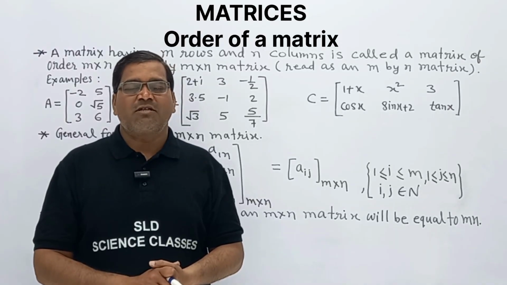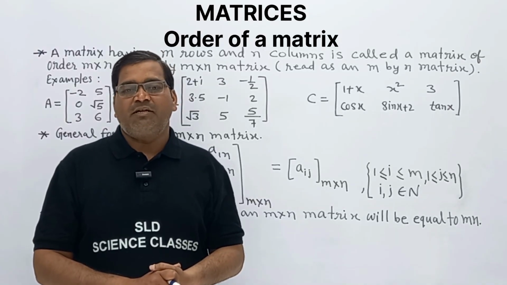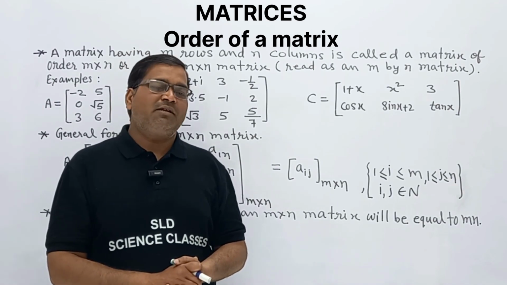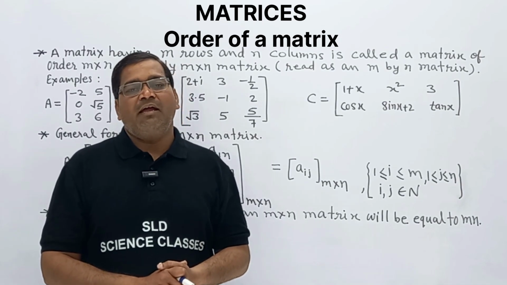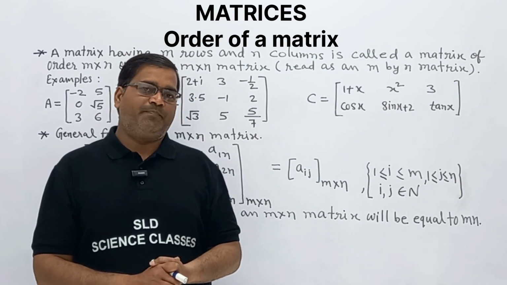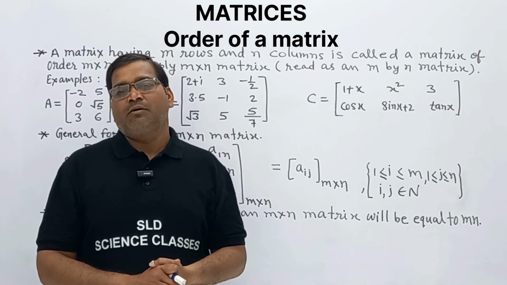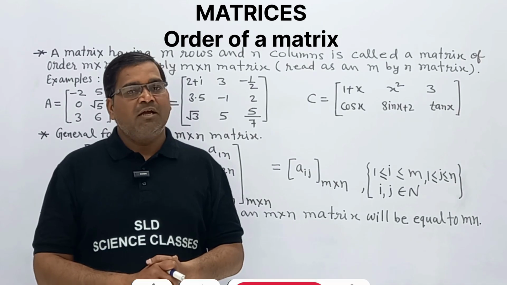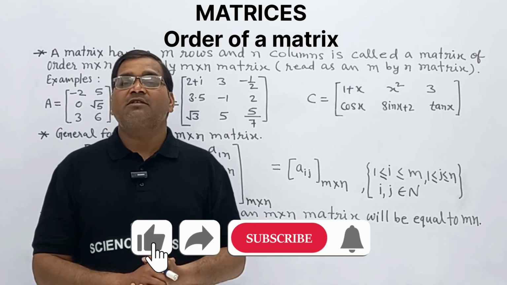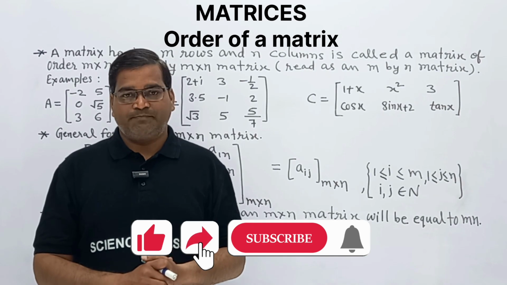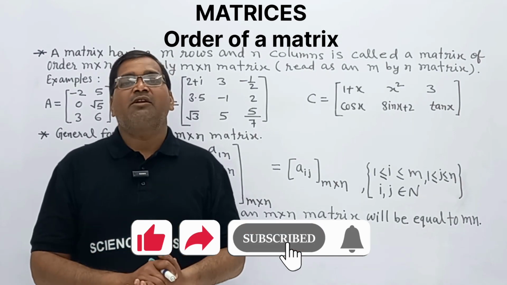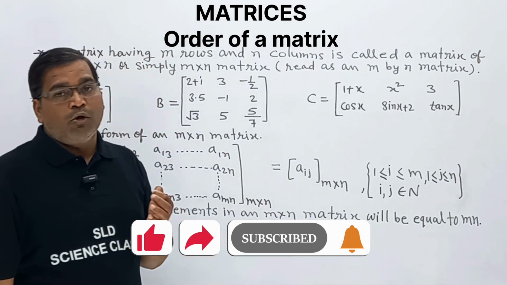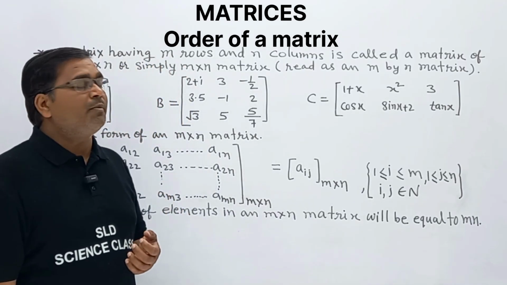Today we are going to discuss the order of a matrix, chapter 3. We studied the definition of a matrix. A matrix is an ordered rectangular array in which we have numbers or functions. Clear? But in this class we will discuss what the order is. We have one rectangular array, but what about its order? Clear? So, what is the order of a matrix?